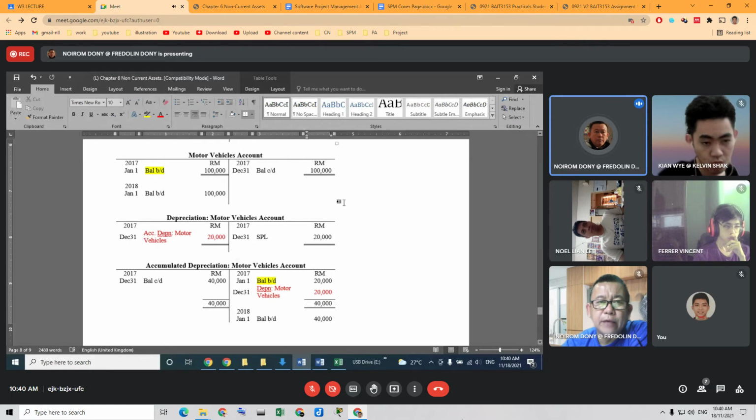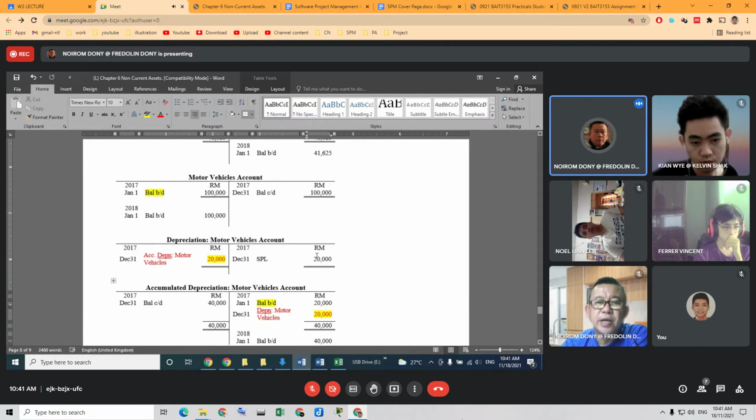We refer to the prime entry. So 20,000 debited into depreciation and 20,000 credited into accumulated depreciation motor vehicle. The particular in depreciation, you put accumulated depreciation. In accumulated depreciation, the particular, you write down depreciation. Okay, so done with the depreciation.